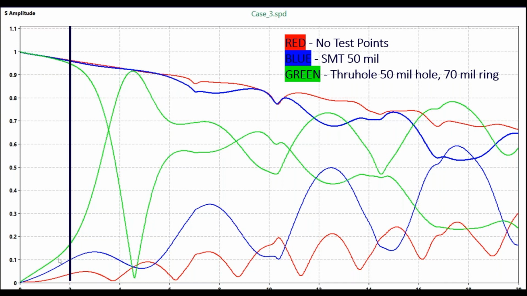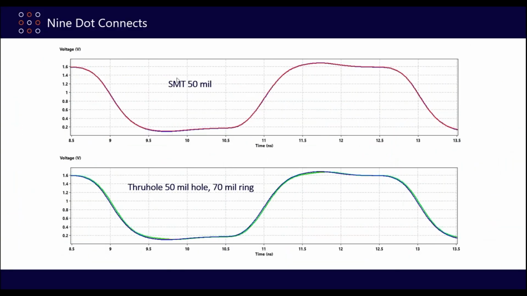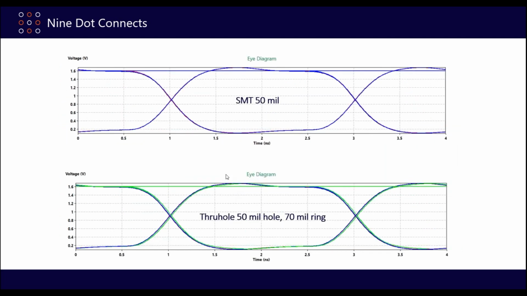Okay. And if we look over here, we're starting to get a bit of reflection, so there could be some reflection on this through hole. But the thing that we really have to look at now is the time domain. So here's the time domain for the surface mount 50 mil. Here's the time domain for the through hole. And they look great. This is the signal here, and the eye curves look just as good.